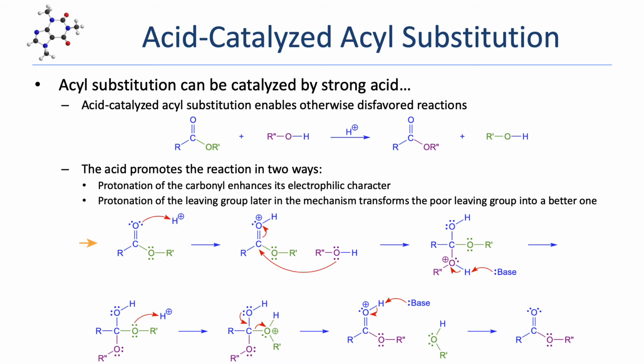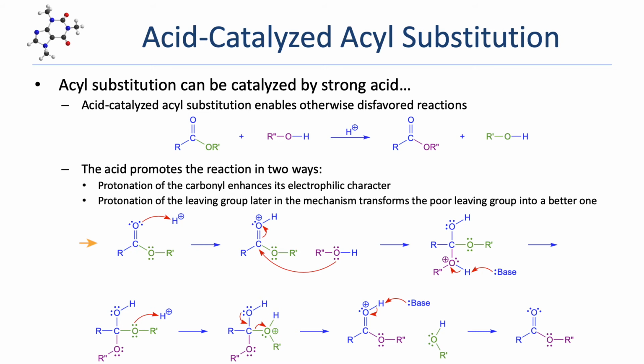The acid catalyst promotes the reaction in two ways, and the first occurs in the very first step. The reaction starts with the protonation of the carbonyl oxygen. The positive charge in the resulting intermediate greatly enhances the electrophilic character of the carbonyl. So after protonation, we do something. In the second step, the nucleophile attacks the electrophilic carbon of the carbonyl, breaking the carbon-oxygen pi bond.